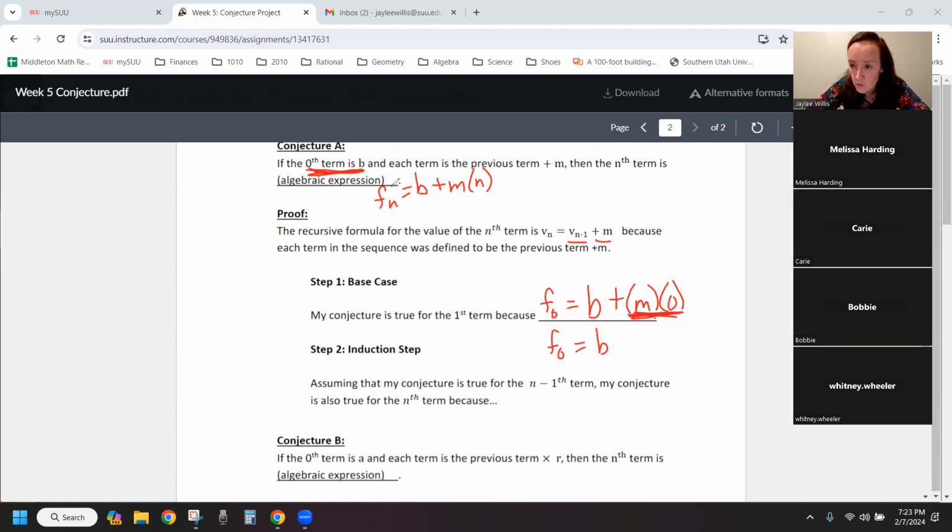So the base case should usually be really easy to prove because you just plug it in and show that it equals it. And then for the induction step, we're going to assume that the conjecture is true for the n minus 1th term. So if we assume that this statement is true for n minus 1, what would that expression look like?